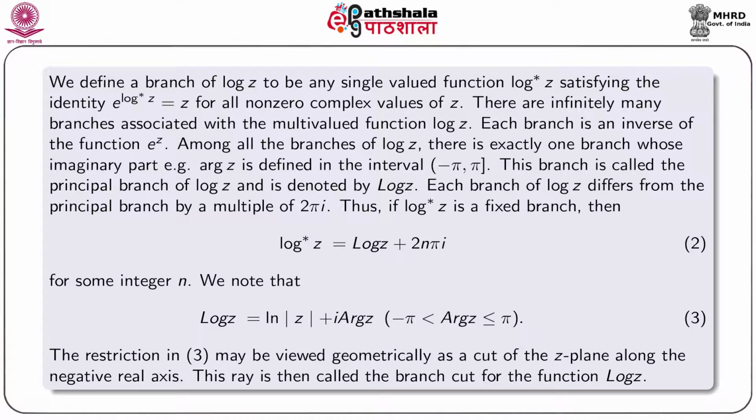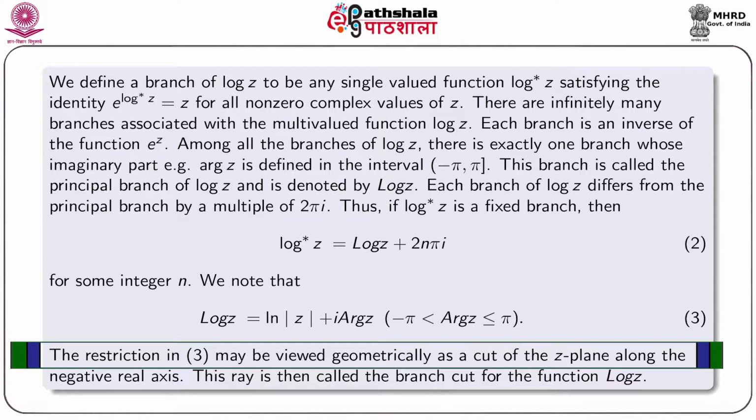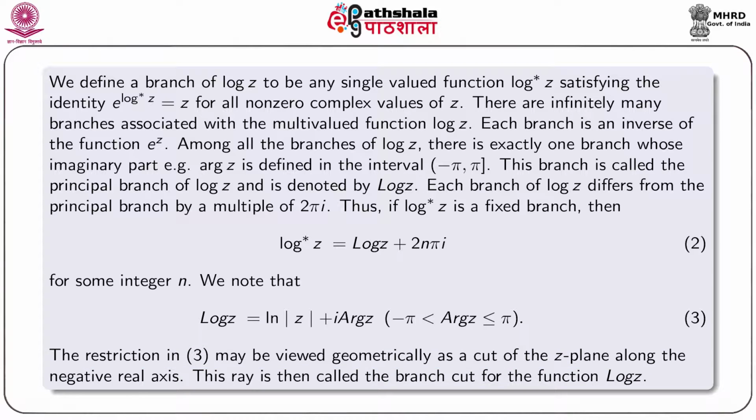We note that capital Log z equals ln|z| plus i times capital Arg z, where -π < Arg z ≤ π. This is equation number 3. The restriction in this equation may be viewed geometrically as a cut of the z plane along the negative real axis. This ray is then called the branch cut for the function capital Log z.